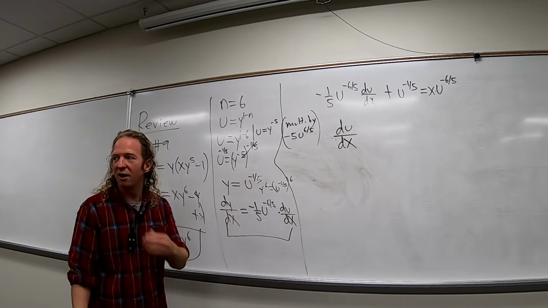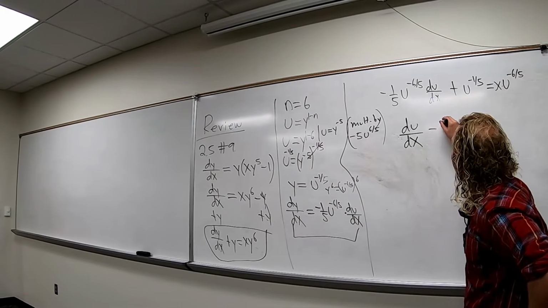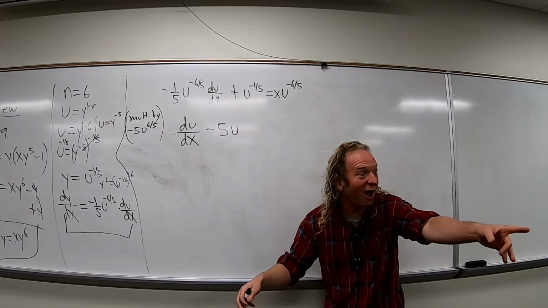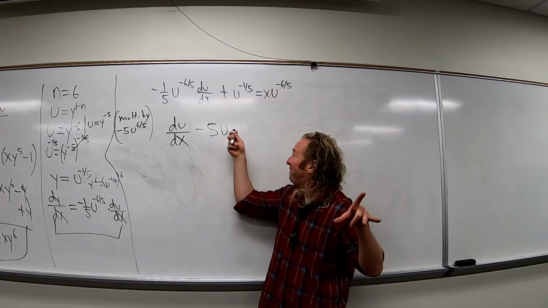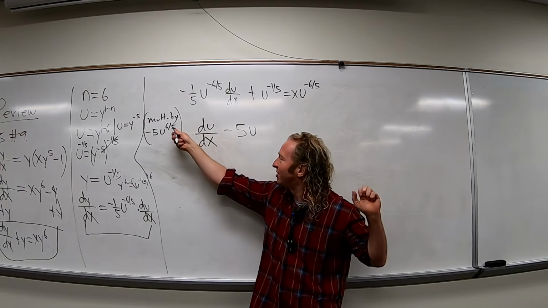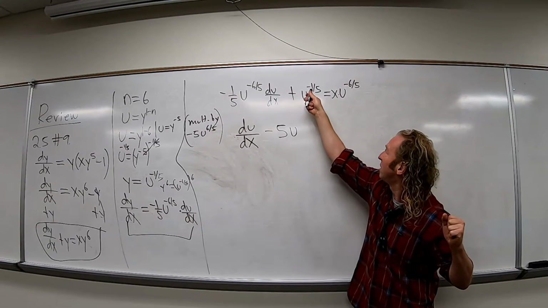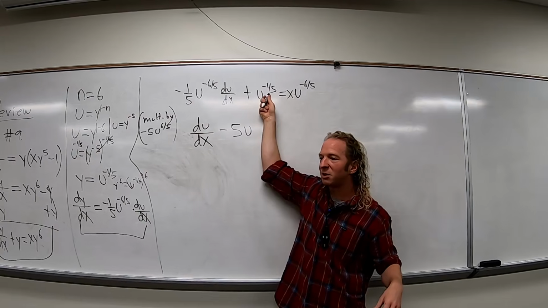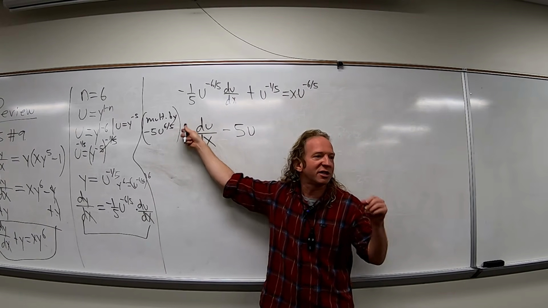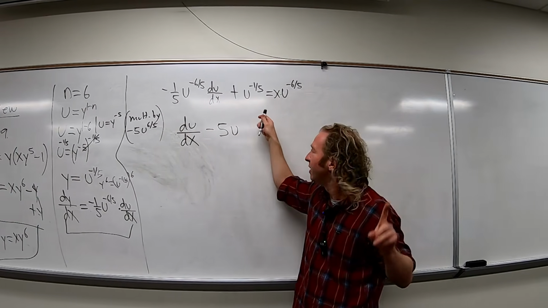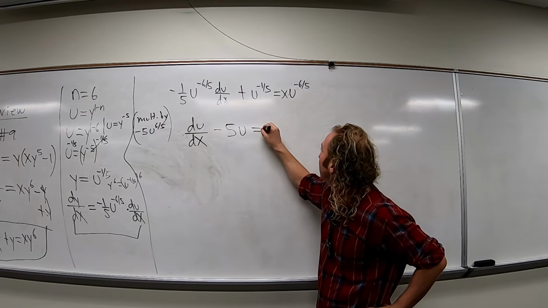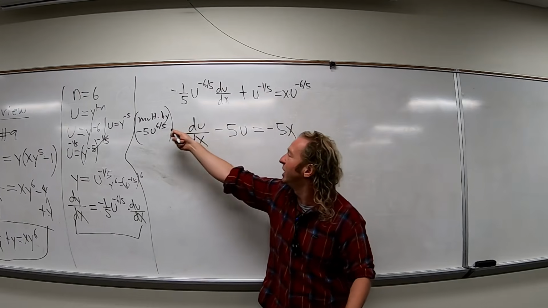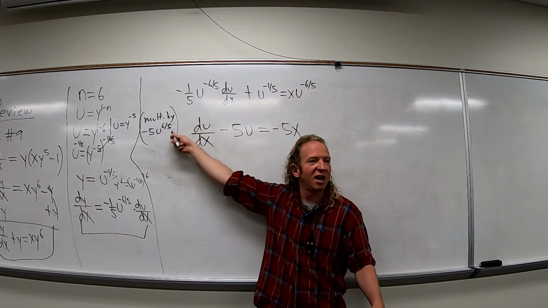So du dx minus 5u. We did it right. If this is not a u, game over. So let's check that. 6/5 plus negative 1/5 is 5/5, right? Because when you multiply these, you add the exponents. So that's 1. And this is equal to negative 5x, because these completely cancel, the u to the 6/5 and the u to the negative 6/5.